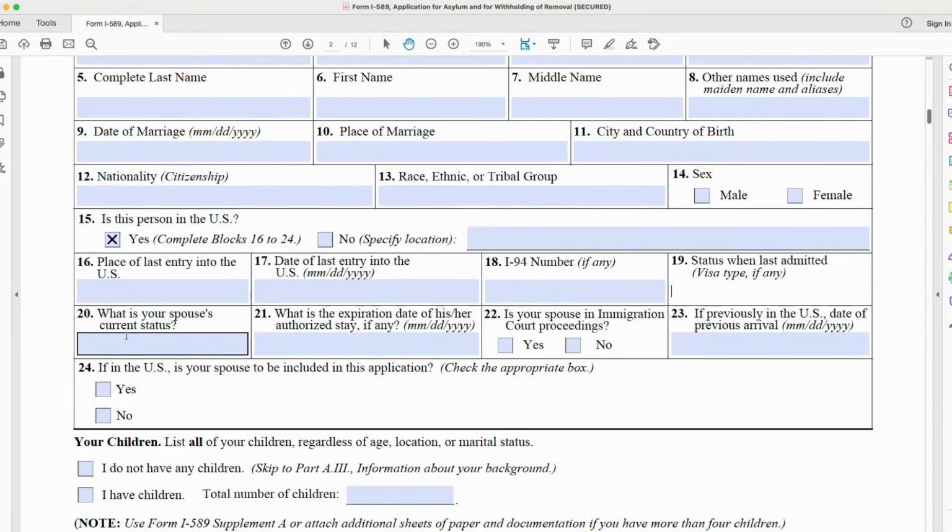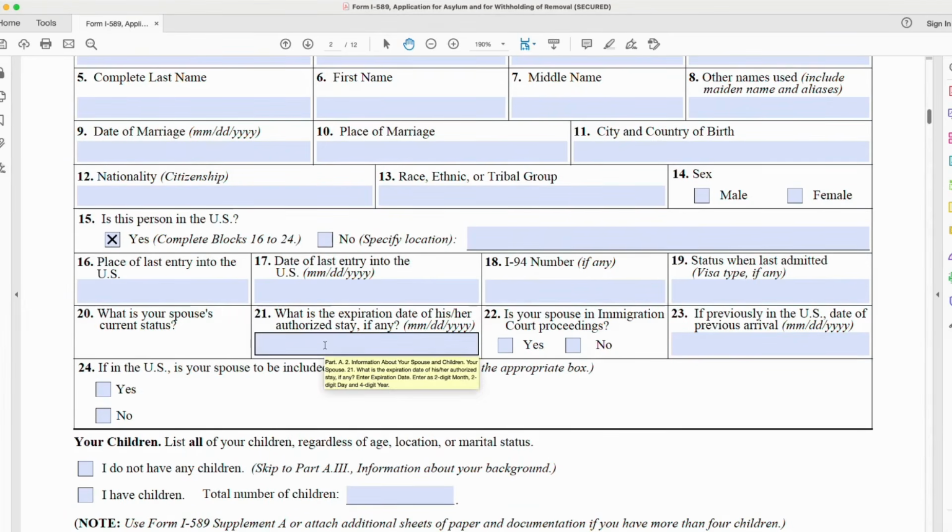On question 20, if your spouse has an immigration status like TPS or parole or a visa status, write it here. If they do not have a status, you can write no status. If your spouse has a date when their immigration status will end, write that date on question 21. On question 22, if they currently have a case in immigration court, select Yes. If they do not have a case in immigration court, select No.